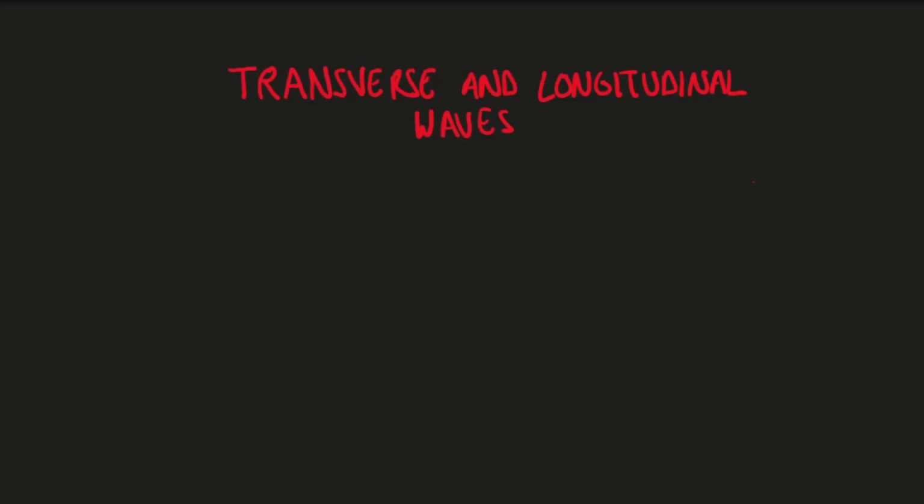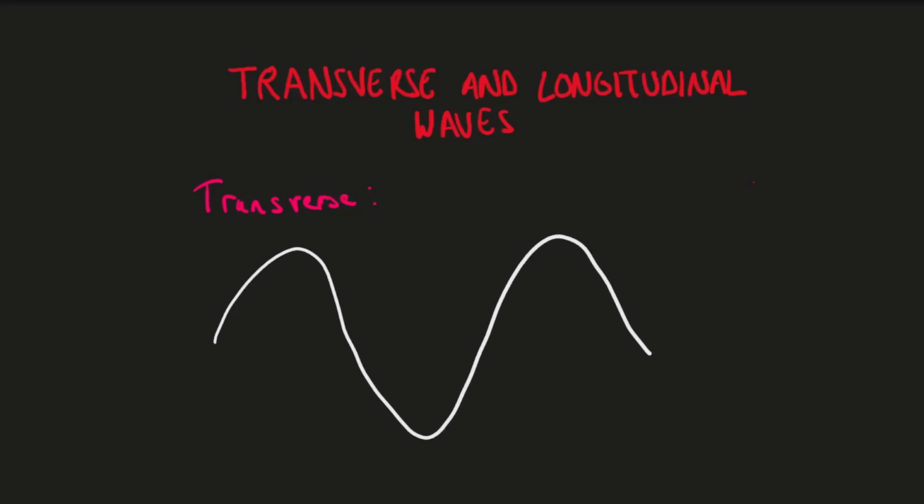So waves can be split up into two different categories, transverse and longitudinal waves. So let's take a look at transverse waves first of all. The transverse wave, we can represent it on a piece of string and it would look something like this. And good examples of transverse waves are things like light waves or water waves. So waves that you see on the surface of water.